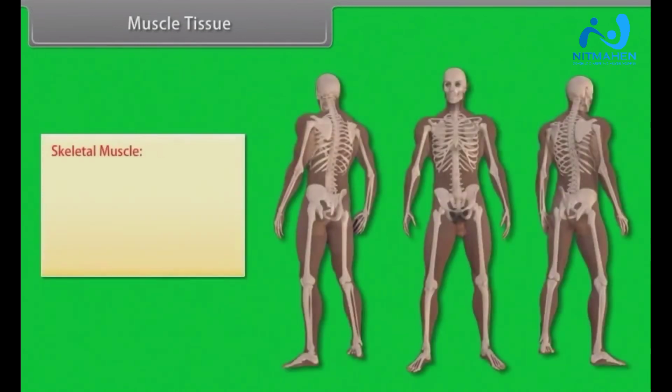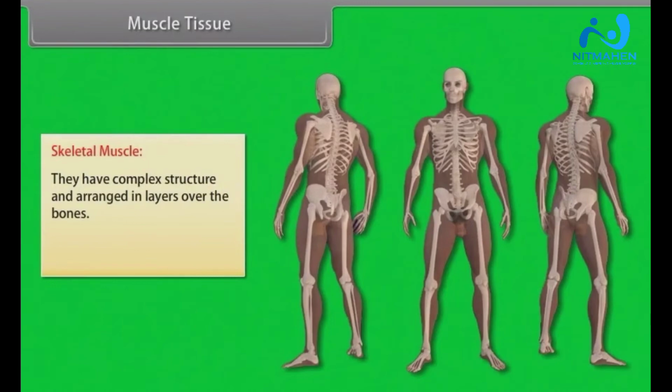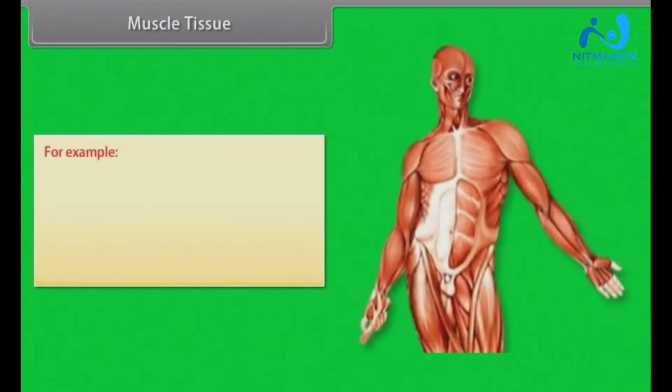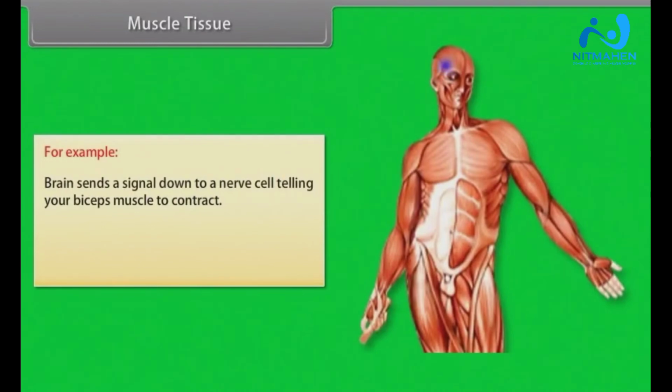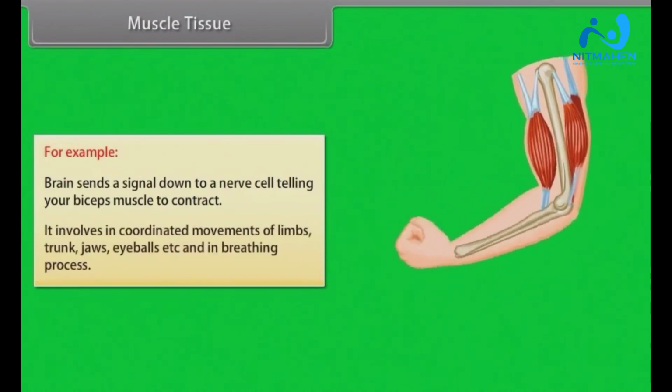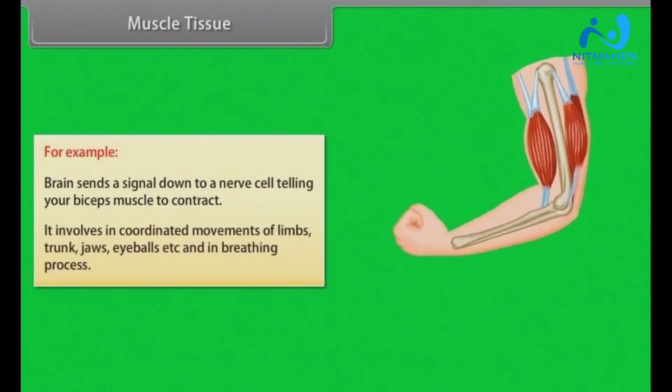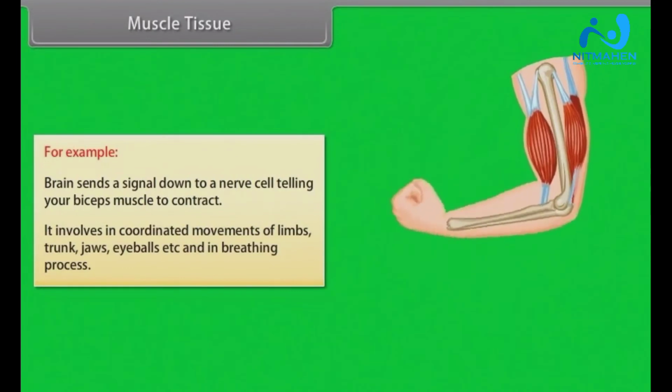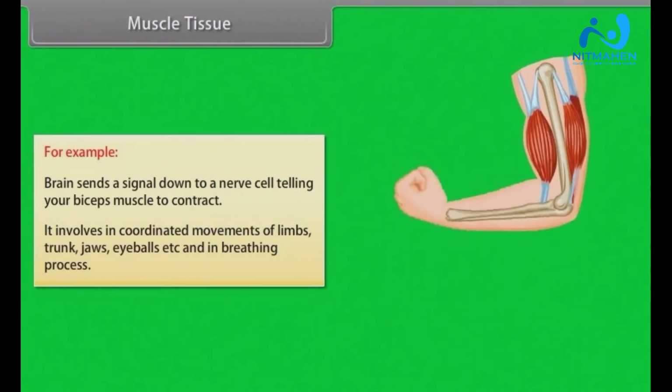Skeletal muscle. They have complex structure and are arranged in layers over the bones. The basic action of any muscle is contraction. For example, the brain sends a signal down to a nerve cell telling your biceps muscle to contract. It is involved in coordinated movements of limbs, trunk, jaws, eyeballs, etc., and in the breathing process.